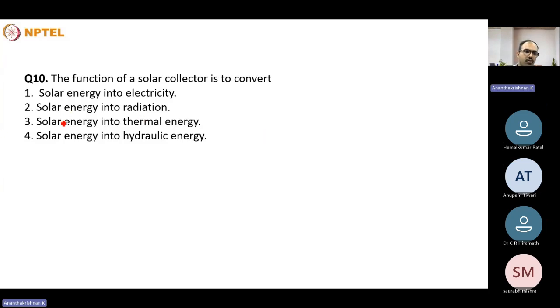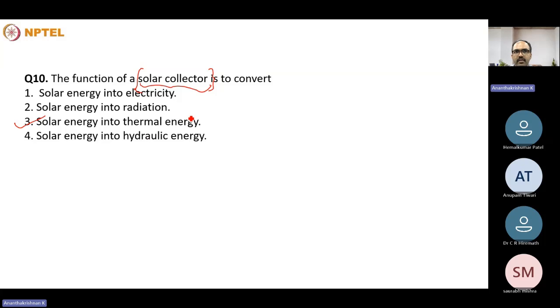Yeah, some of you got it correctly. The answer is solar energy to thermal energy. We are actually not dealing with photovoltaic cells. We are actually dealing with solar collectors. The function of a solar collector is to convert the solar energy into thermal energy. The PV cells convert it to electricity.